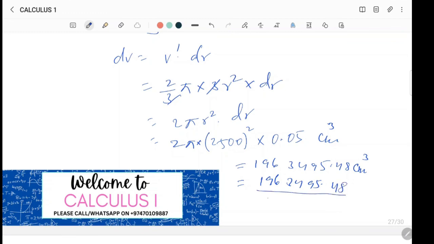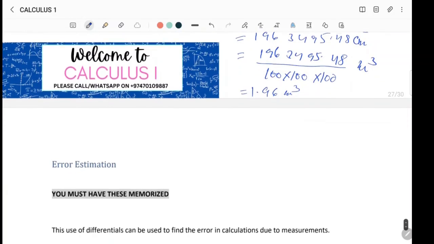1963,495.48, but divide by 100 times 100 times 100, then it will be meter cube. Okay, then divide by 1000000. So how much did I get, guys? I got 1.96 meter cube. It looks good, right? Okay, so now 1.96 meter cube, that's fine.